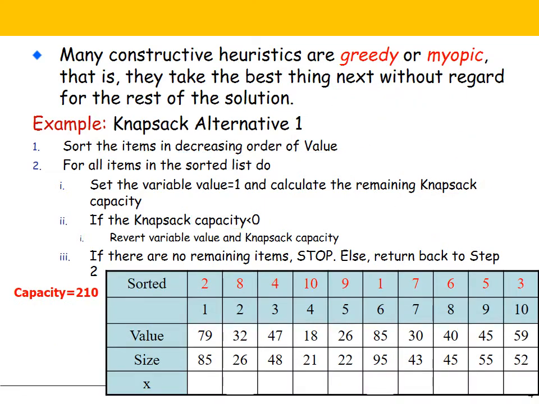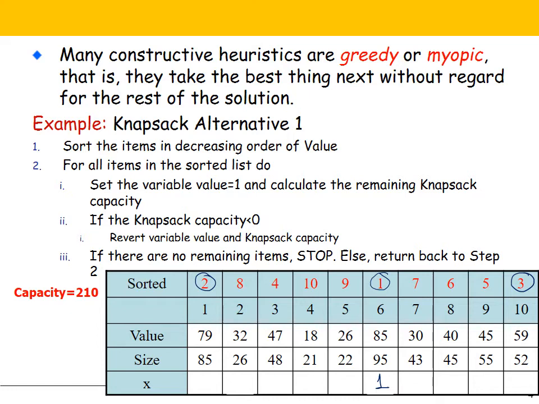Okay, so the first step is sorting the items with respect to value, and according to that, this is the first item, this is the second item, this is the third item, and so on. So these are the sorted values, sorted items. Then we select the first item, which is S6, and set its variable value equal to 1, right?